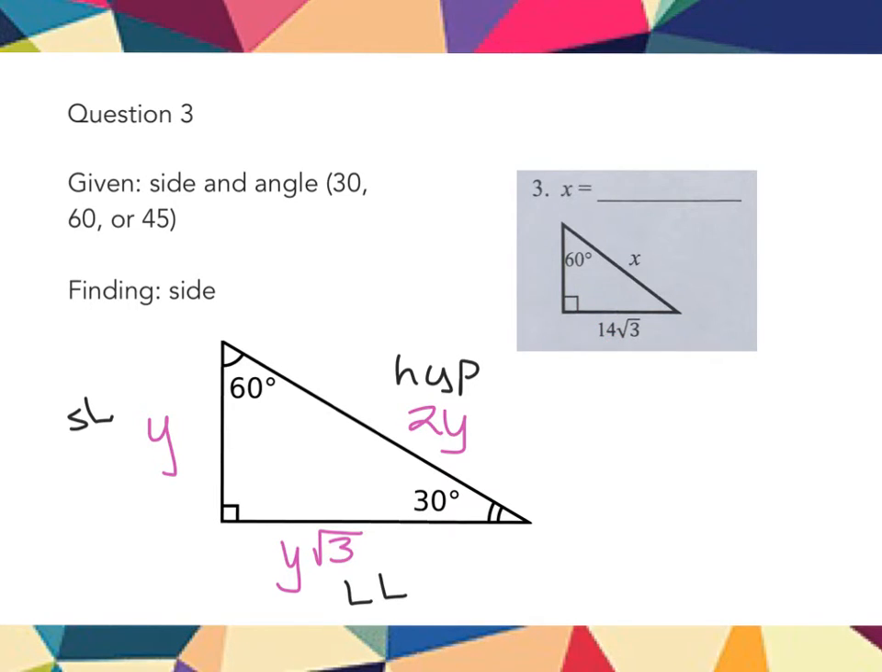All right, so if that's our long leg, that means that our short leg would be 14 root 3 divided by the square root of 3, which is just 14. So that's our short leg. And then our hypotenuse is going to be 2 times the short leg, so 2 times 14, or 28. So the value of x is 28. Now you can also use trigonometry to solve this problem, and if you do, you should still get 28.